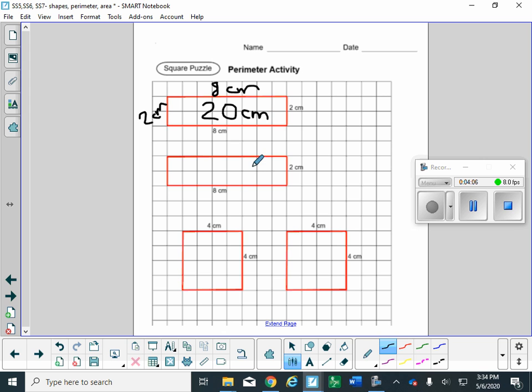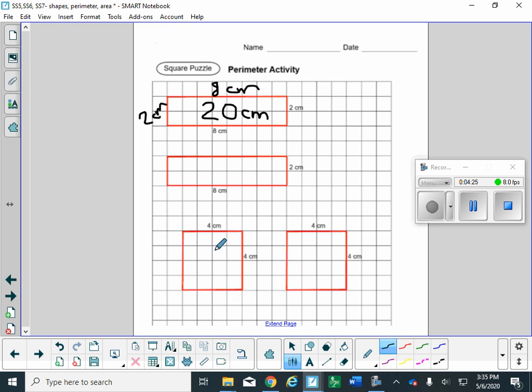Okay, so if you want to try, you can press pause. And this is the same object. Try to go through it in your head to see how you would figure it out. Down here, I have a square. This is 4 centimeters. And this is 4 centimeters. Now it's a square.